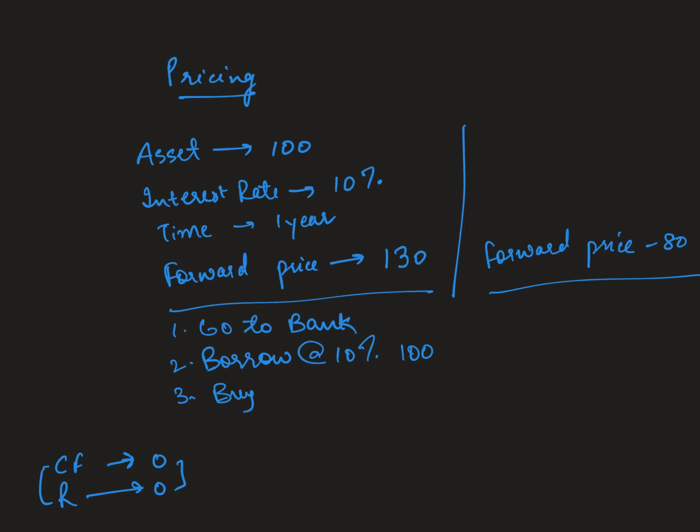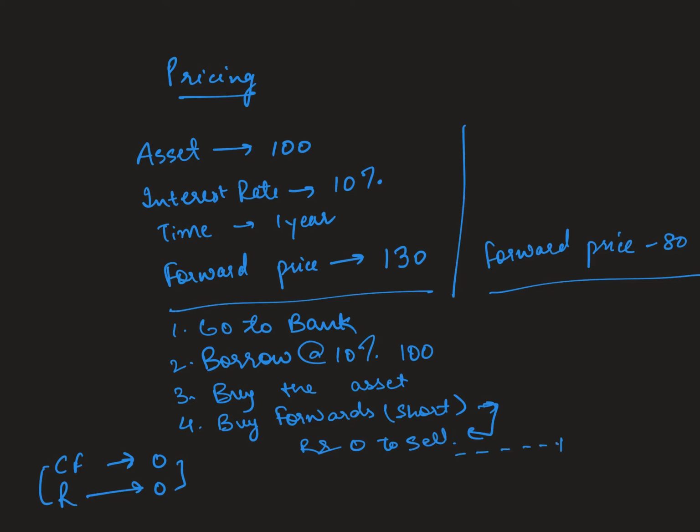Then you buy the asset. You also buy forwards. You'll go short, so this will give you the right and obligation to sell. So what happens 1 year down the line? Because of this forward, you have the right and obligation to sell it at 130, out of which 110 has to go back to the bank and 20 is your net profit.